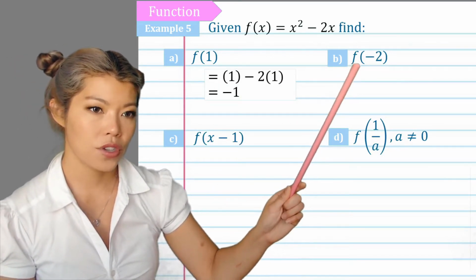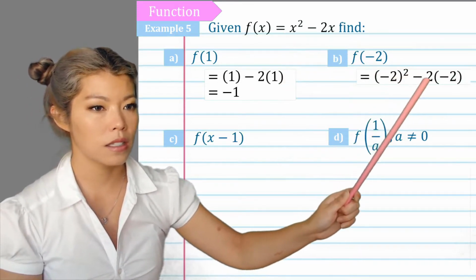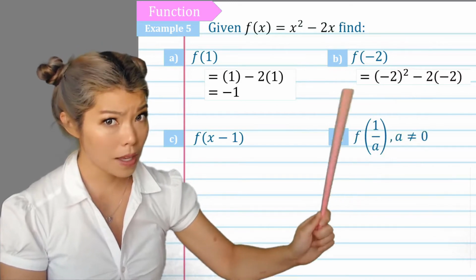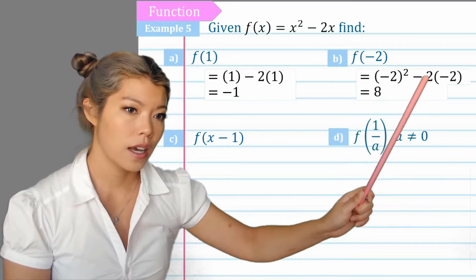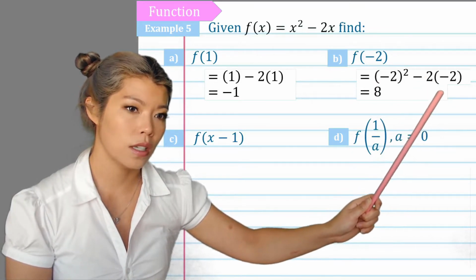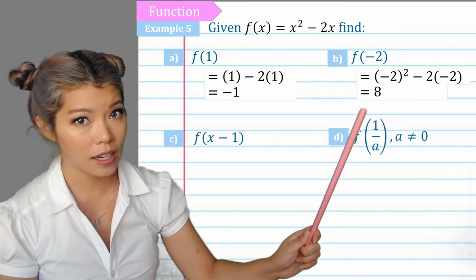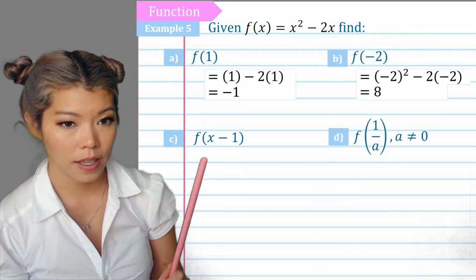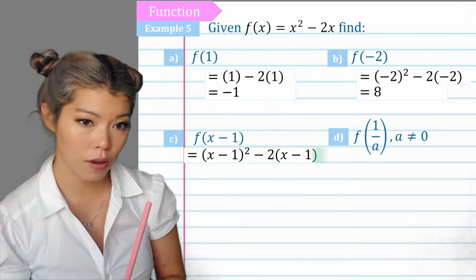What is the function at x equals -2? So -2 squared minus 2 times -2. Be super careful with negatives in brackets, please. So -2 squared is 4, and then -2 times -2 is +4, so therefore we have 8. If you didn't get 8, please revise your negative numbers. Here we have when the x is x minus 1. So use brackets so you don't get confused.